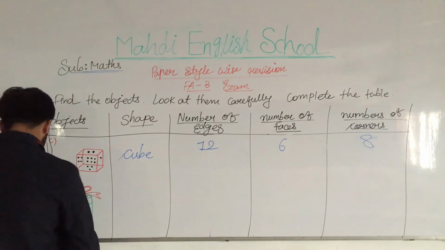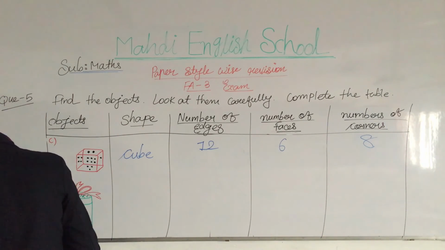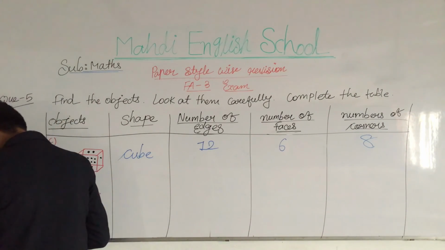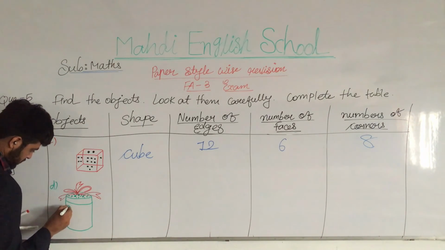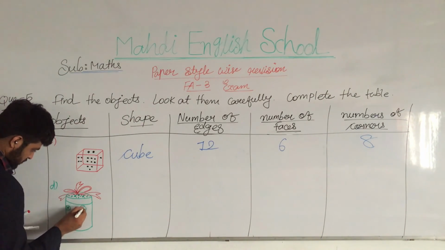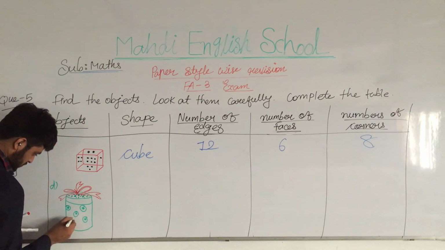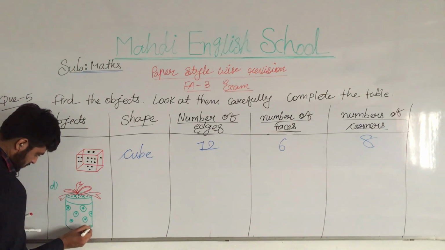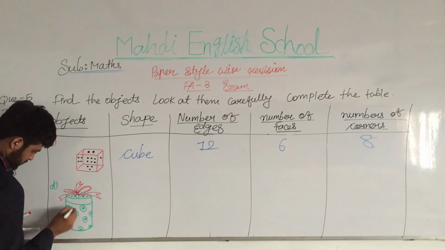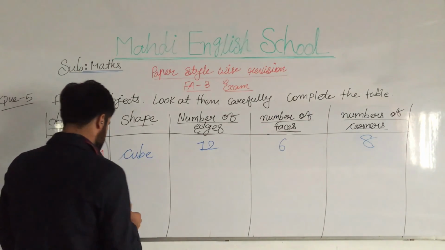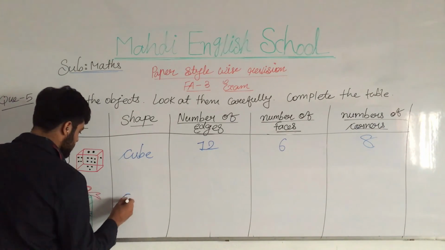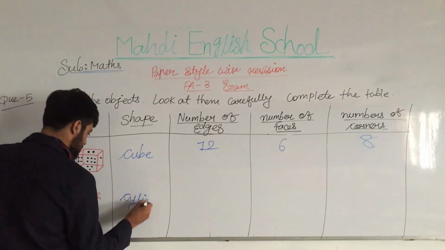Cylinder means we have to count the cylinder. That's considered a form of the cylinder. Okay, my dear students, which shape? I hope you all remember. Cylinder.